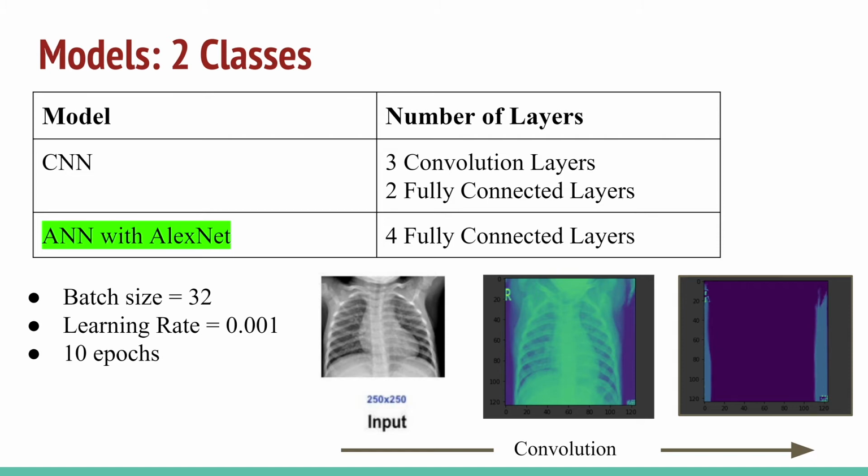To further improve our model, we used transfer learning to implement an AlexNet architecture where we used 4 fully connected layers after the convolution to perform classification. After testing various hyperparameters, we used a batch size of 32, a learning rate of 0.001, and 10 epochs.